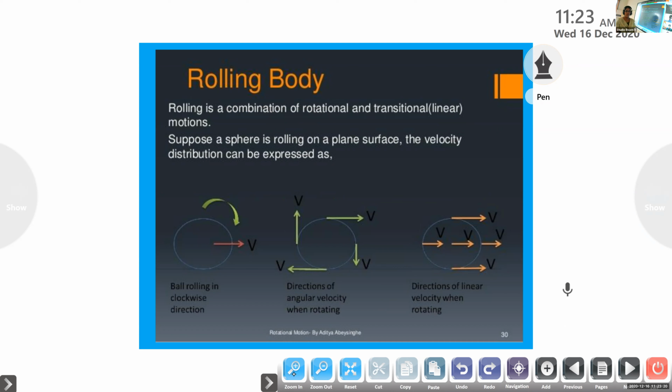So what's the difference between rolling and rotation? Rolling means it will have both types of motion, rotational and translational, linear. So next one, rolling body. Rolling is a combination of rotational and translational motion. Translational, linear, straight line. So many words are there, or translational.